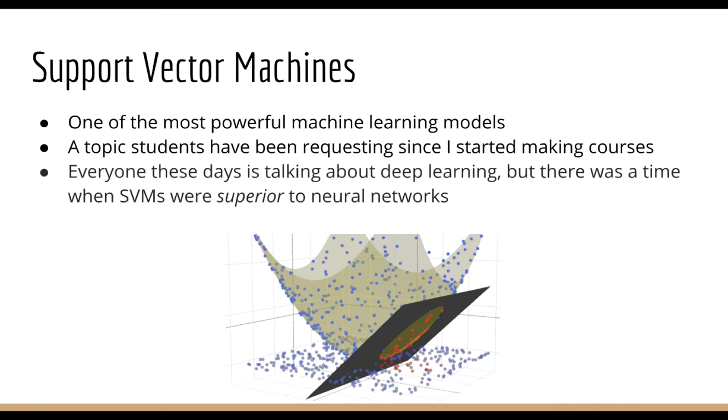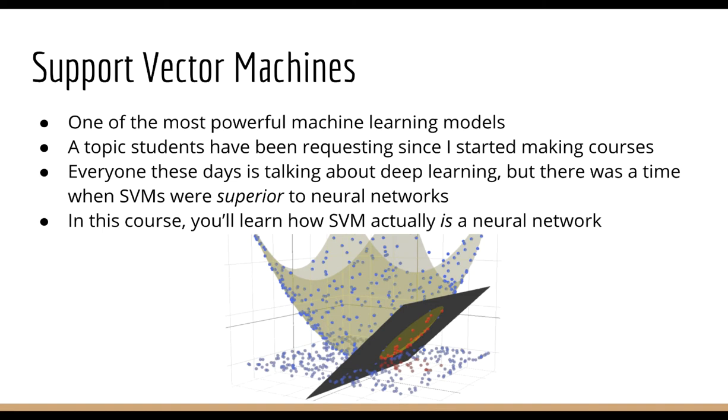These days, everyone seems to be talking about deep learning, but in fact there was a time when support vector machines were seen as superior to neural networks. One of the things you'll learn about in this course is that a support vector machine actually is a neural network and actually looks very similar intuitively.